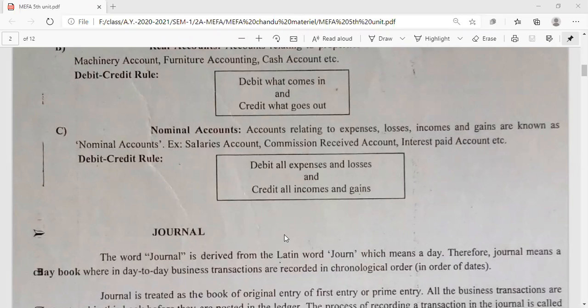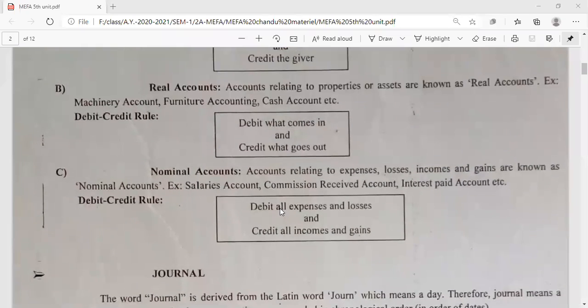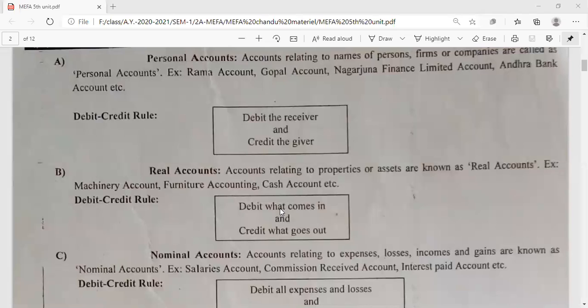Credit all the incomes and gains, right? In the nominal accounts, debit all the expenses and losses and credit all the incomes and gains. So you just revise once again the debit credit rule for the personal accounts. Personal accounts means related to some persons. That may be a company also, but it is particular to some particular persons. Rama account, Gopal account, Nagarjuna Finance Limited account, Andhra Bank account. These all are called the personal accounts. In the personal accounts, debit the receiver and credit the giver.